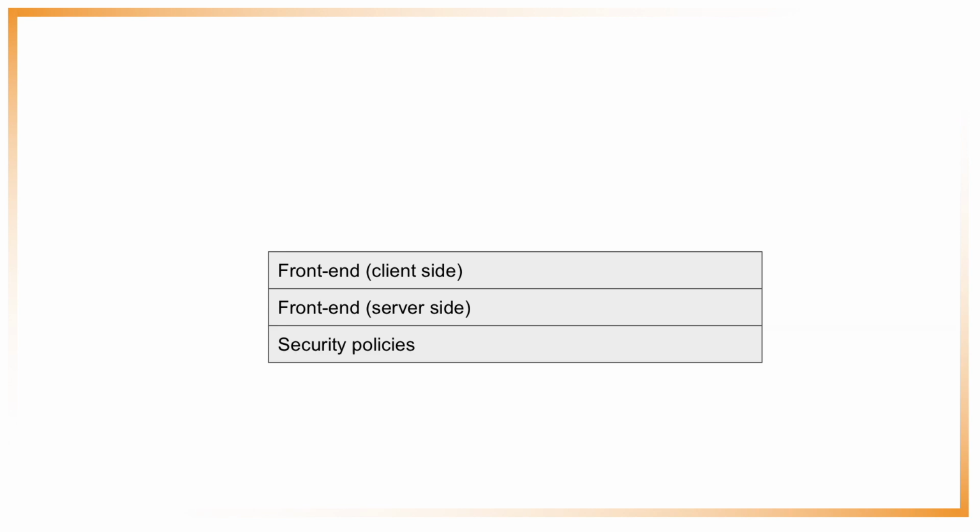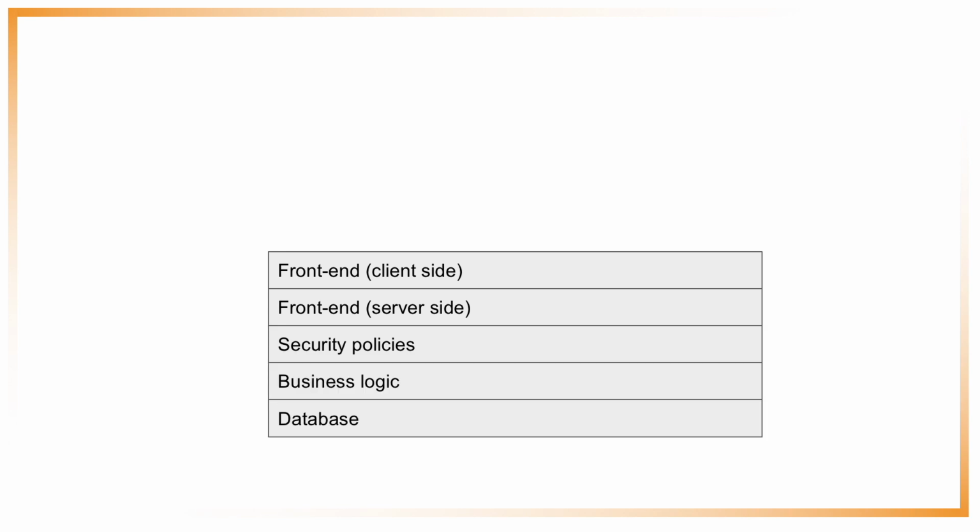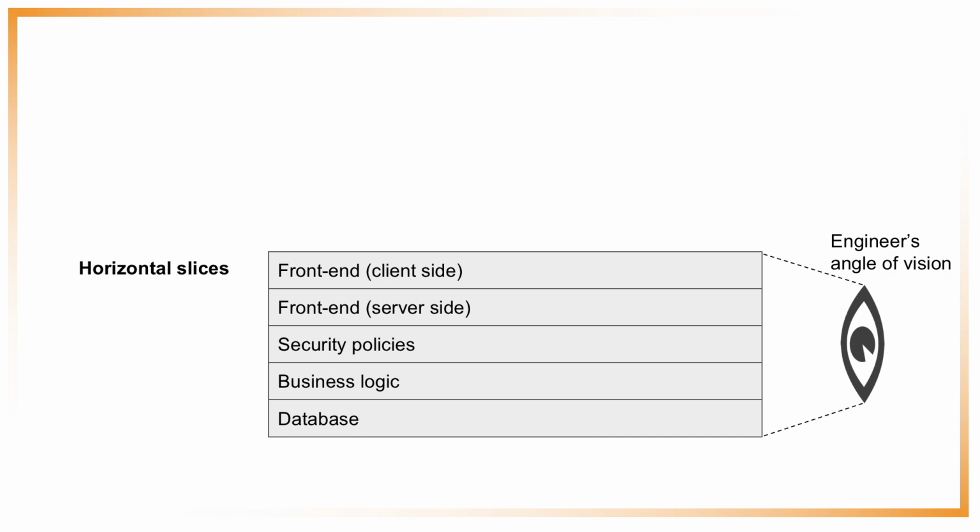We start with the front end, then security policies, the business logic, and finally the database. Let's call this the engineer's angle of vision, or horizontal splitting. There are several downsides with horizontal splitting. First, it does not allow for delivering value to customers until all is done. After all, the customers can't do anything with the front end until it's fully hooked up to the database.